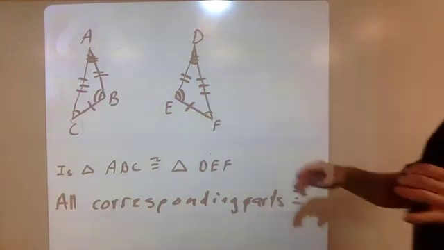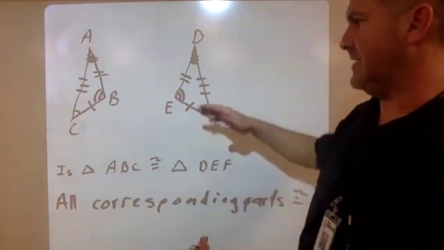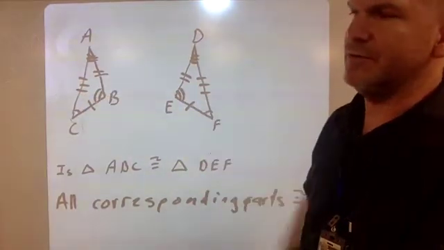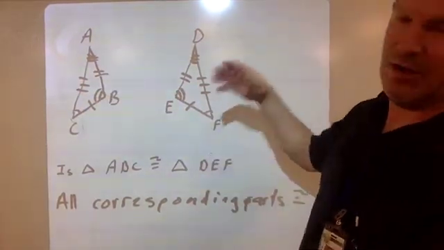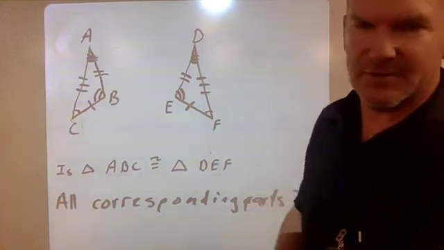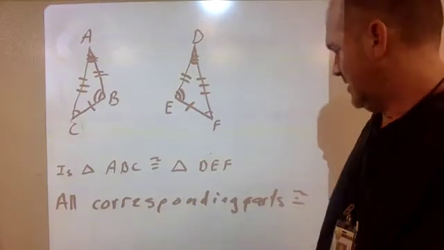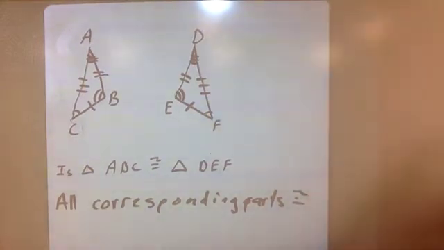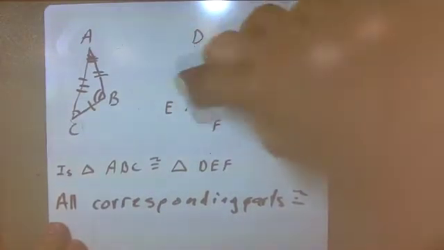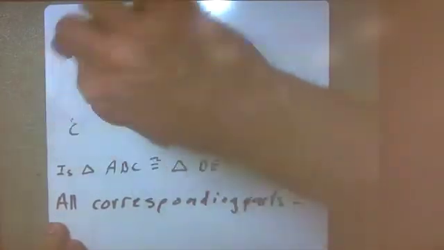Now to prove that these 2 triangles are congruent to each other, we don't have to go through the process of showing that all 6 parts are congruent to each other. We only need half of that. We only need 3 of the parts. So let's start over on these tick marks. And I'm going to show you that you only need 3 to show that they're the same.